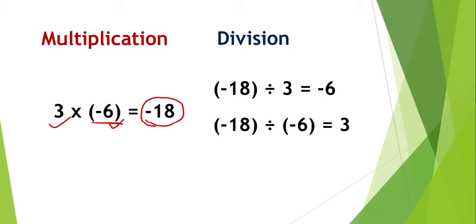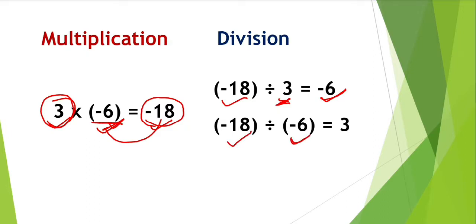Similarly, when we divide minus 18 by minus 6, we get 3 as the result. So minus 18 divided by minus 6 is equal to 3. Okay, you have to observe one thing. When we divide a negative integer by a positive integer, we get a negative integer as the result. And when we divide a negative integer by a negative integer, we get a positive integer as the result. These important observations we have to make here.